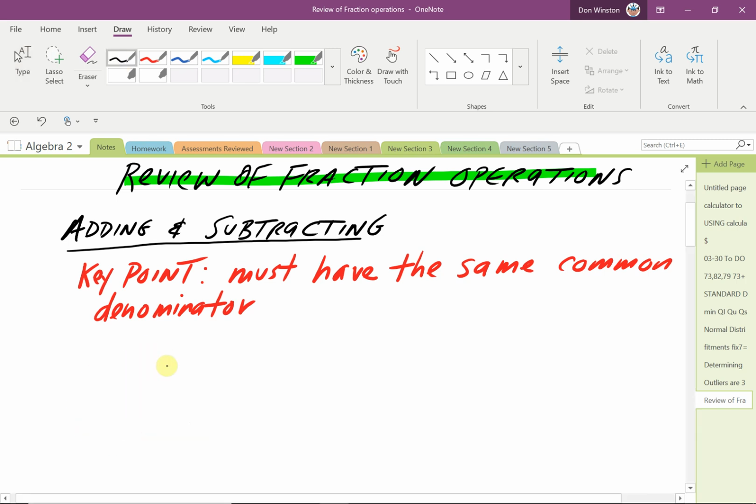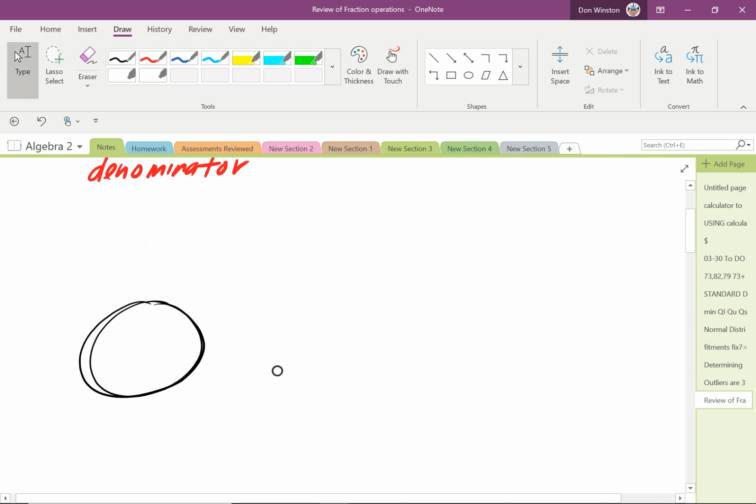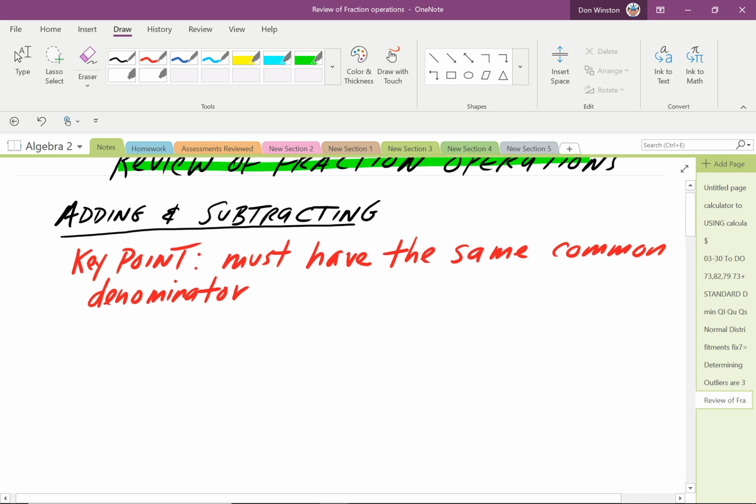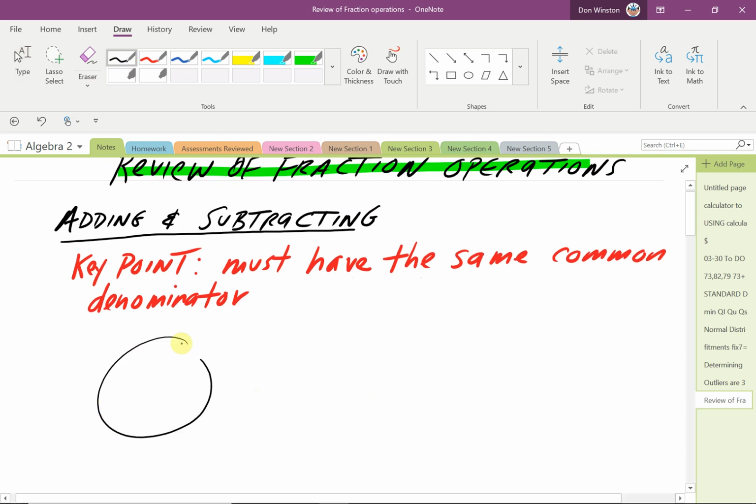So let's say here, oops, what happened to my circle? There it goes. Somehow the PC wants to screw up.